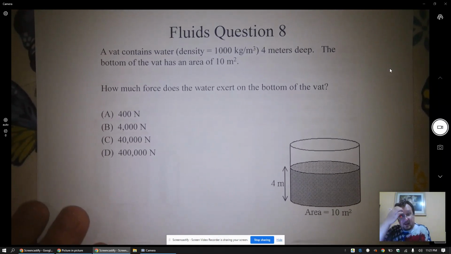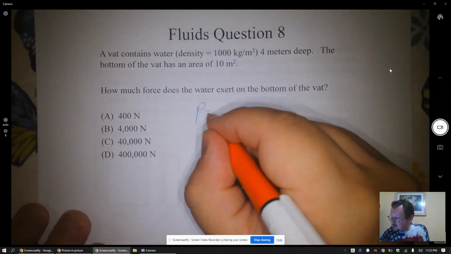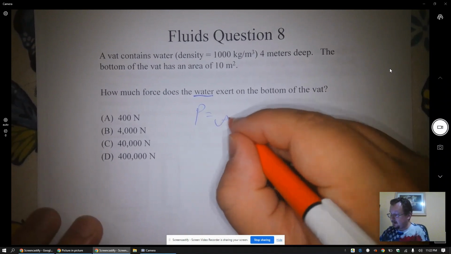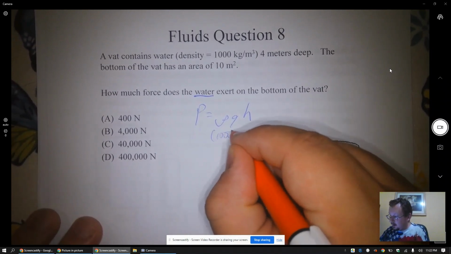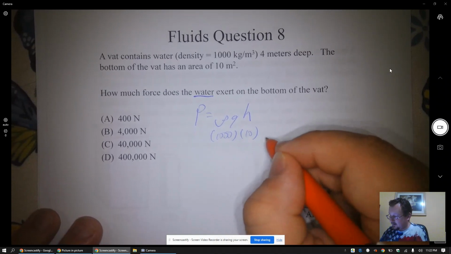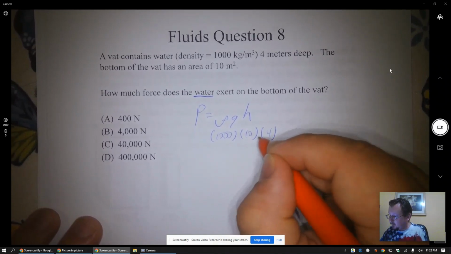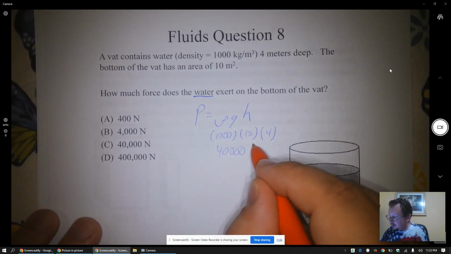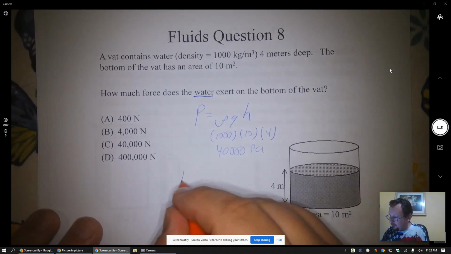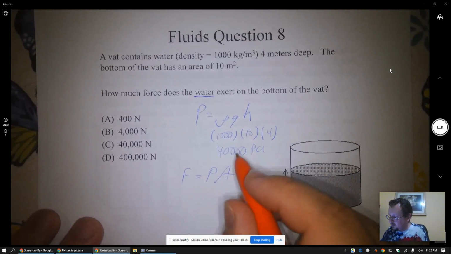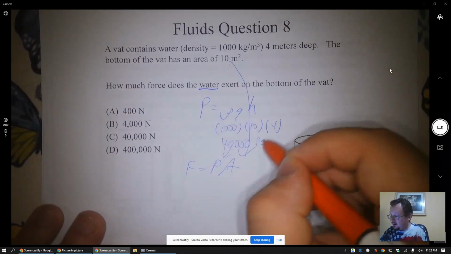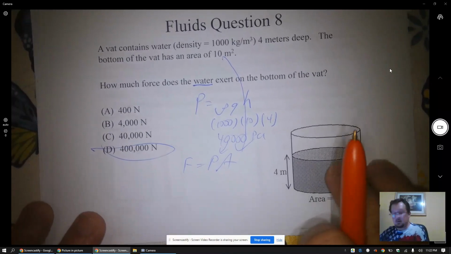A vat contains water 4 meters deep. The bottom of the vat has an area of 10 meters squared. How much force does the water exert on the bottom of the vat? I'm going to use pressure equals, it's just the water, so not counting atmosphere, density, gravity, depth. Density 1,000, gravity 10, depth is 4. So that would be 40,000 pascals. Now force equals pressure times area. The pressure is 40,000 pascals, the area is 10. That's 400,000 newtons.